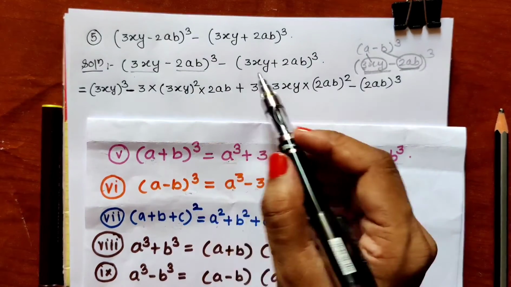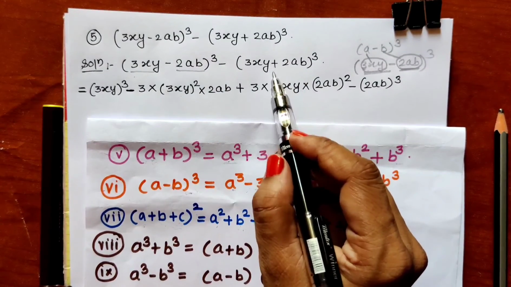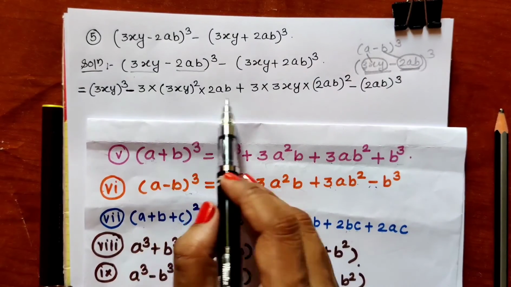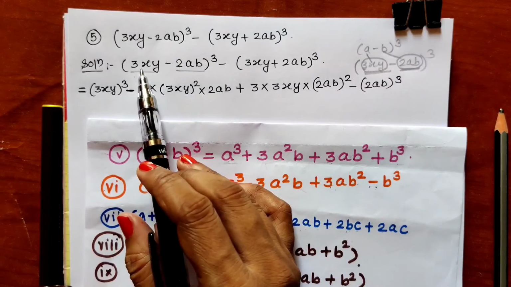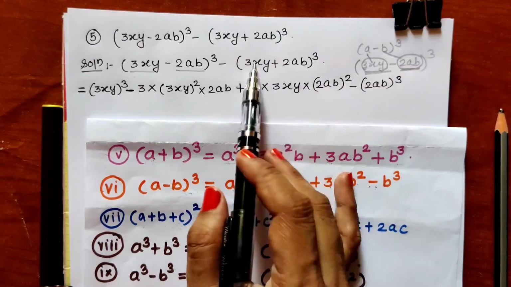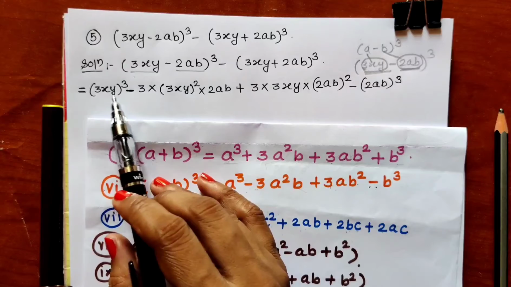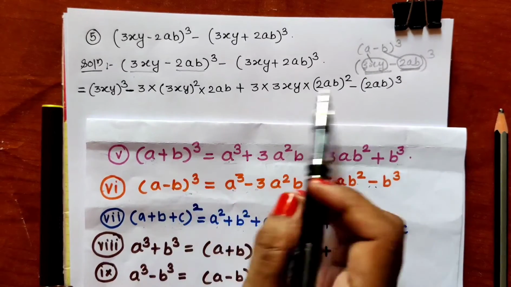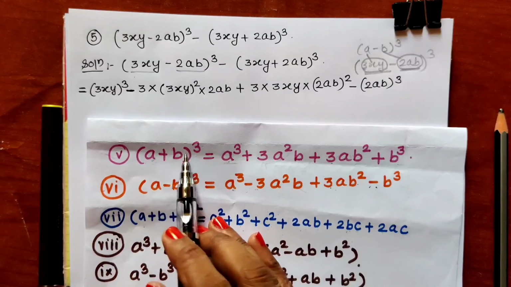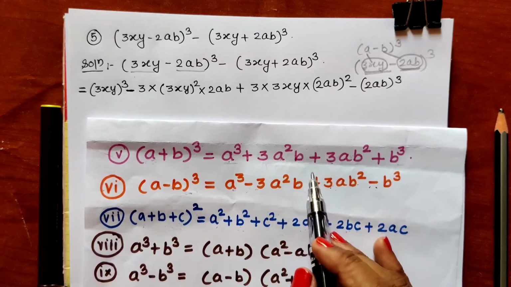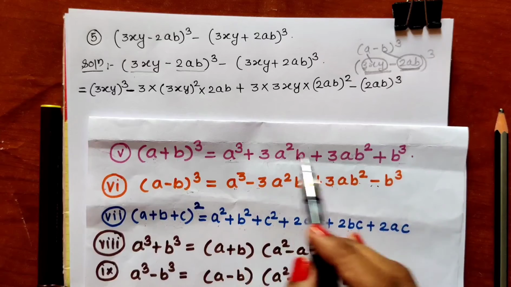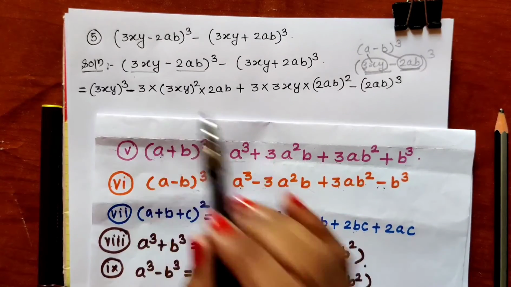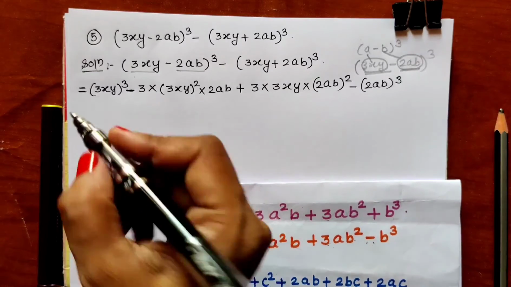Now we will have to apply the formula to the second bracket. In the second bracket plus sign is there, so all these signs will become plus, and the remaining terms will be as they are, because the first term and second term are the same in both these brackets. In place of the minus sign we will have to write plus sign. All the signs will be plus because (a plus b) whole cube is a cube plus 3a square b plus 3ab square plus b cube. All signs are plus. So let us do it.